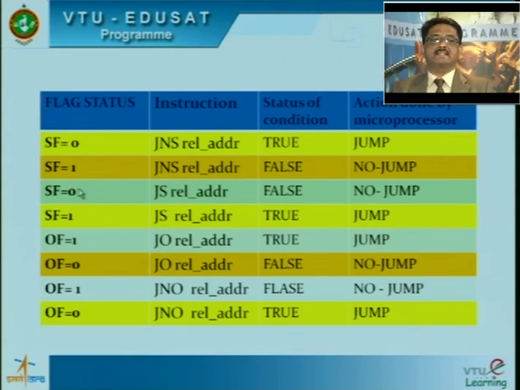Say in this case the flag status is SF equal to 0, so false, no jump. OF equal to 1, jump on overflow. JO, O represents overflow. If OF is equal to 1, true, the jump happens. JNO, jump on no overflow. If OF is equal to 1, the condition is false, no jump happens. If OF is equal to 0, the condition is true, the jump happens.